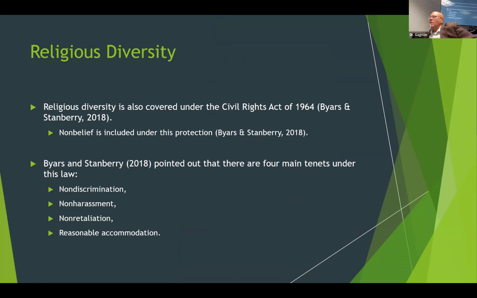Religious diversity is also covered under the Civil Rights Act of 1964. Non-belief is also included under this protection. I was raised Pentecostal. I have a bachelor's in religion and a master of arts in theological studies. I graduated seminary. Graduating with the master's in theology allows me to academically teach philosophy because there's such an intersection between those two areas. They're virtually the same.